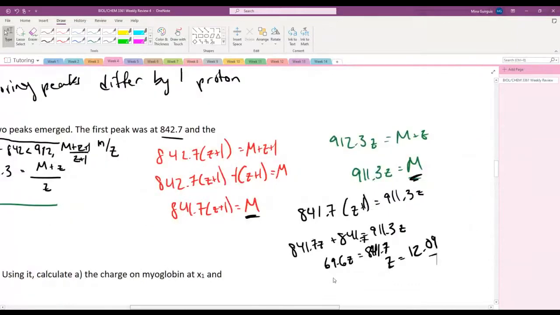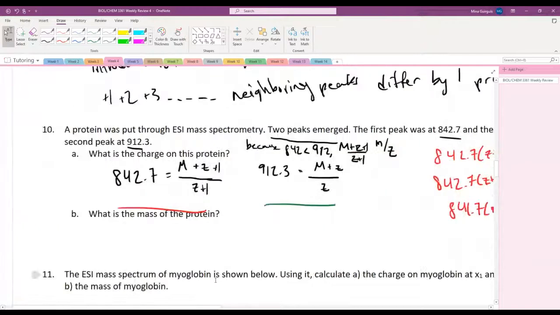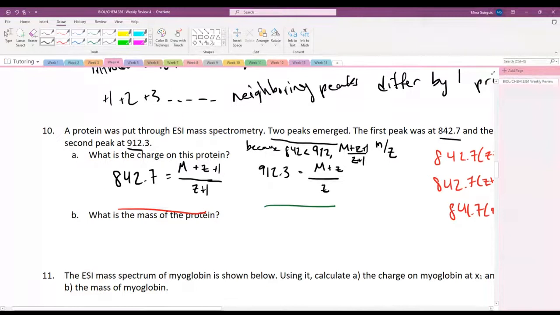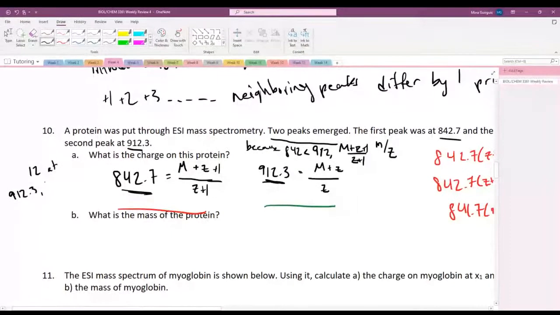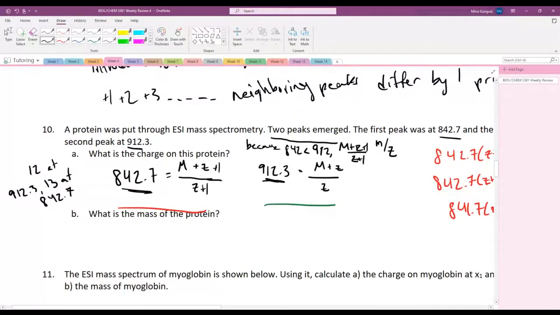And so for convenience, we're just going to say the charge is 12, okay? It's important to note that the charge Z is 12 for this peak and is 13 for this peak. So 12 at 912.3, 13 at 842.7, okay? And the reason is this Z is the charge at the heavier or the bigger M over Z number. Z plus 1 is the charge at the lower M over Z number.